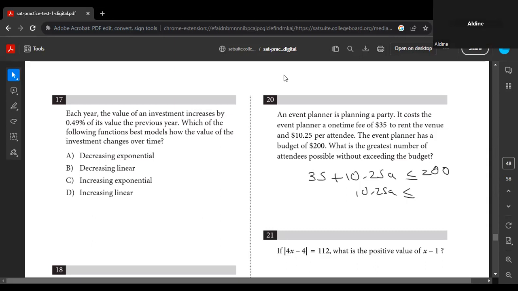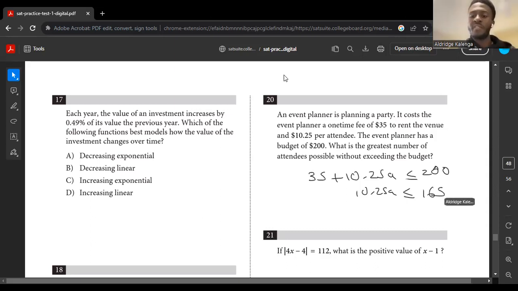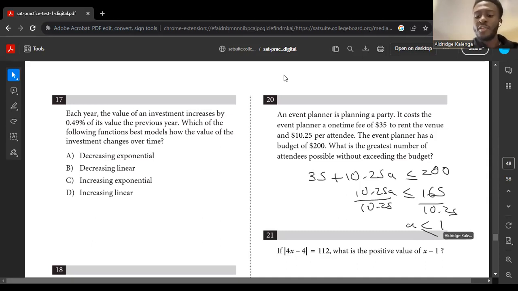Okay, so we're subtracting 35 on both sides, right? So it's 165, right? I don't know if that's what you said, but I hope that's what you said. So we take 165 to the other side, and then we divide by 10.25 to get our A. So our A should be less than or equal to 16.09 something. I just use a calculator. Don't worry, guys, I'm not that quick. I just use a calculator right now, in case you're wondering how he did it.